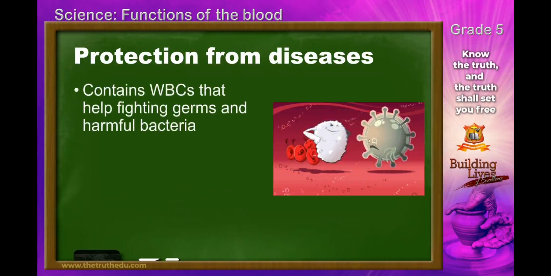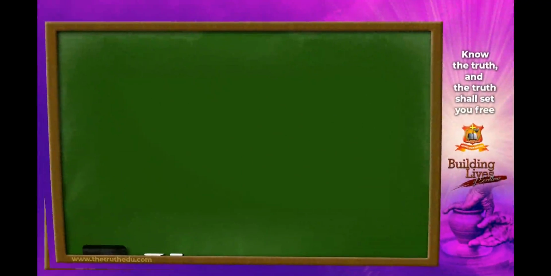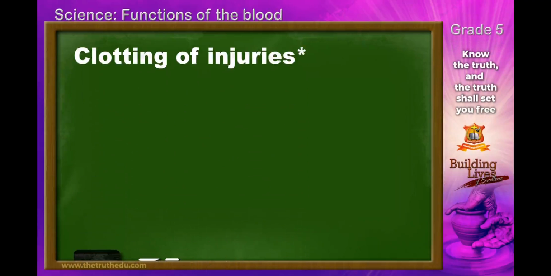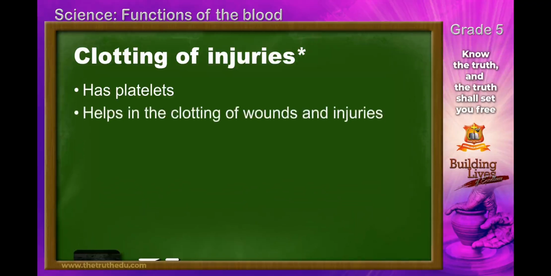As the blood contains WBCs, that is white blood cells, it is efficient and good at fighting harmful bacteria and germs, and protects us from diseases. Now we'll look at clotting of injuries. Blood has platelets in it, which you will come to know in the higher classes, and these platelets help in the clotting of wounds and injuries, and they also help in the growth of new skin underneath the clotting.